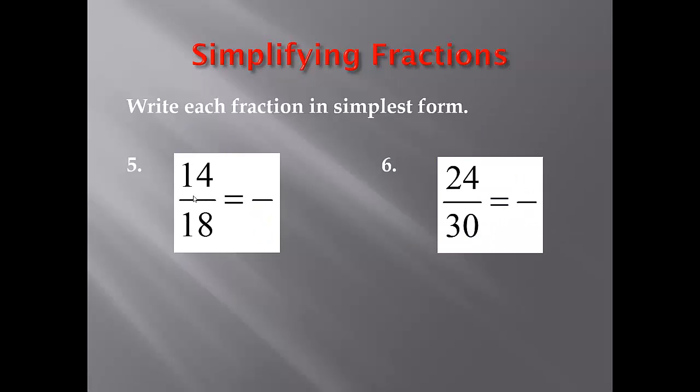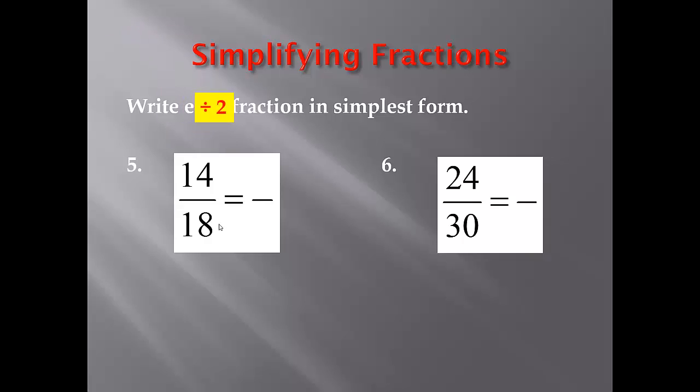Now we're going to simplify fractions. So we're going to write each fraction in simplest form. So for number 5, we have 14/18, and we're going to simplify that. In order to simplify 14/18, we need to come up with our greatest common factor for 14 and 18, and then we're going to divide both of those numbers by that greatest common factor. So our greatest common factor for 14 and 18 would be 2.